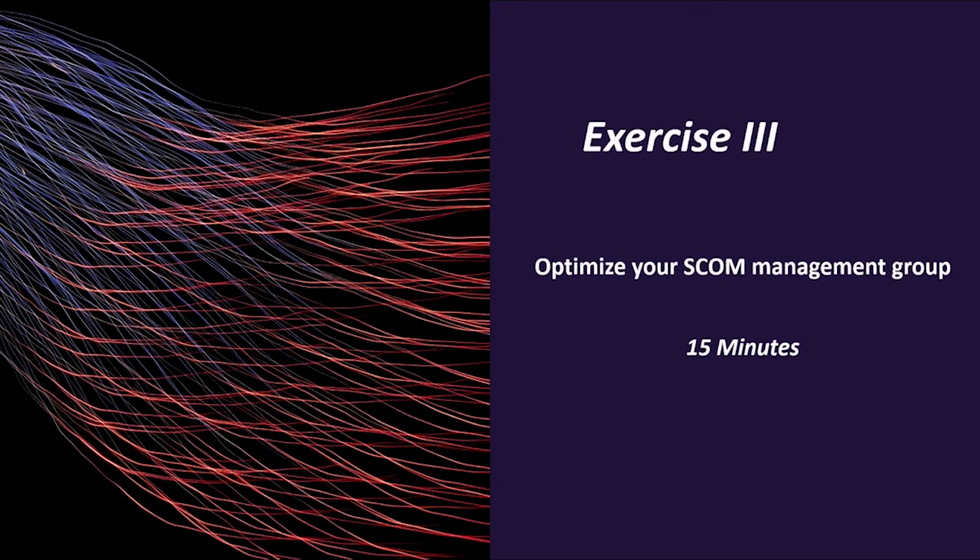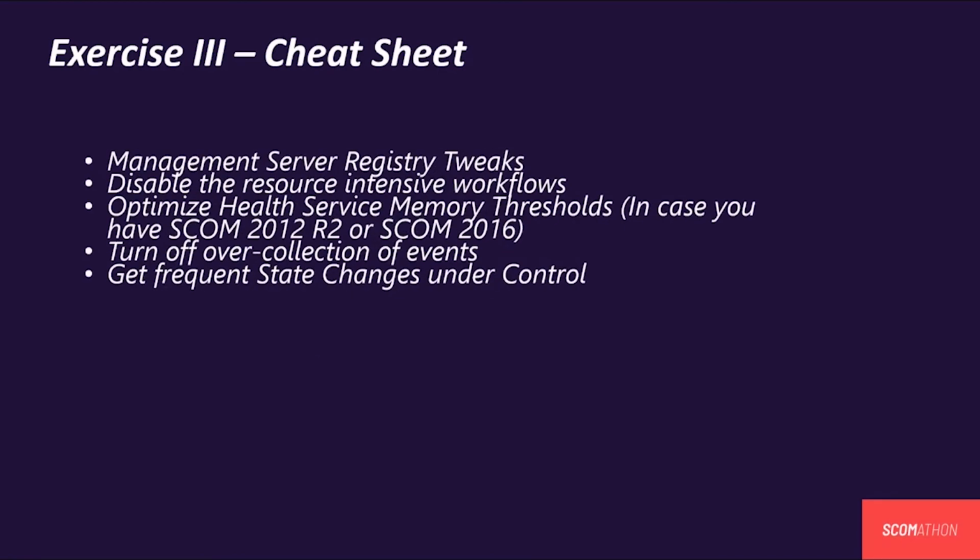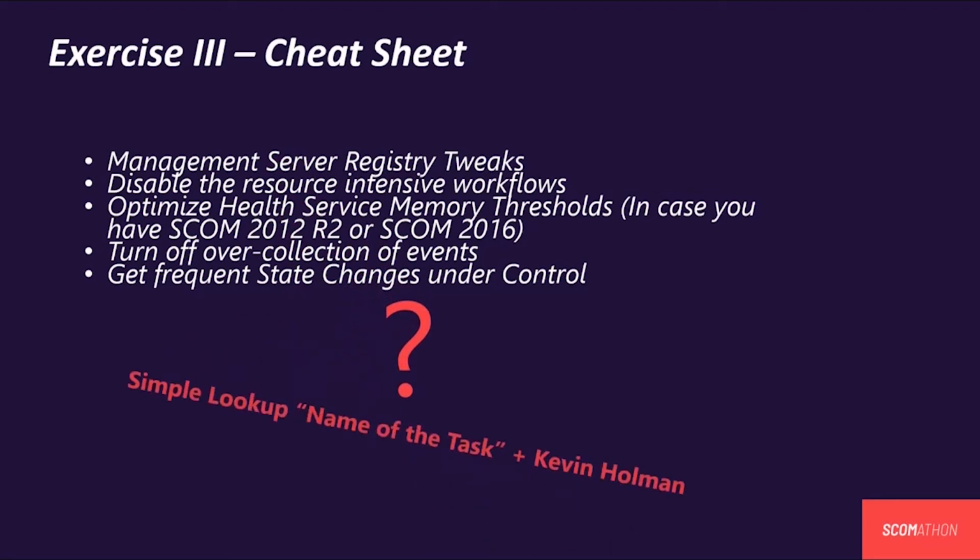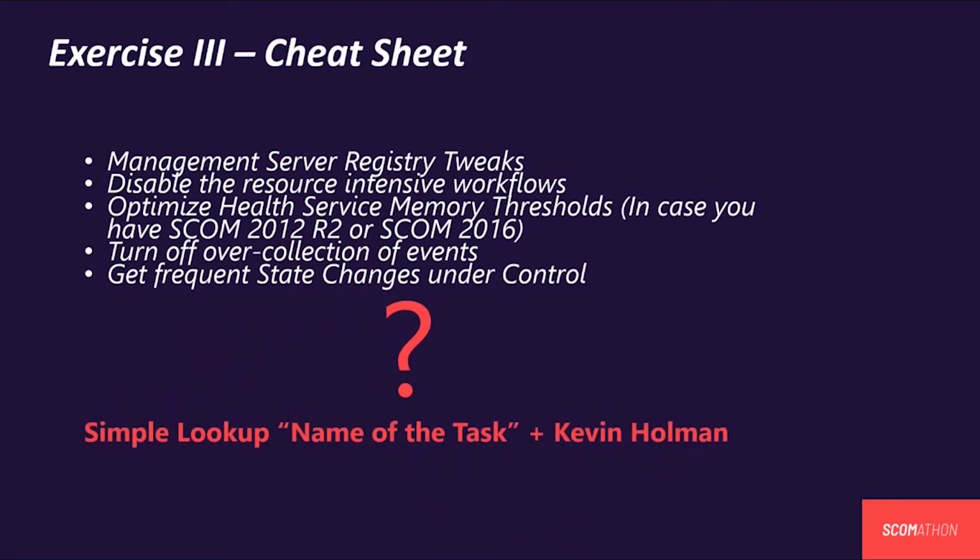So for this purpose, you have 15 minutes, and as already mentioned, I have prepared a small cheat sheet which I will leave on the screen, and those are the tasks you have and how to achieve those. Simply look up the name of the task and the name Kevin Holman so that you find the article, go through the steps. They are simple steps, they do not require much time, so you should be able to do them in 15 minutes. Thank you, and talk to you again in 15 minutes.